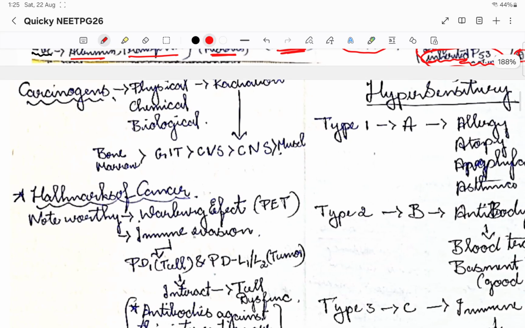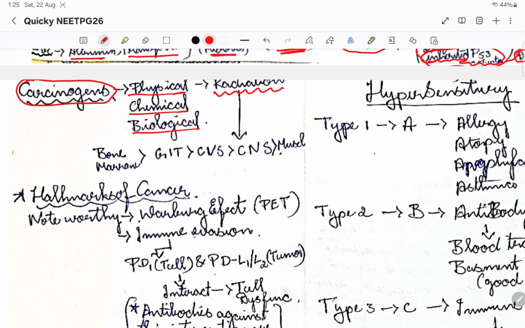Then as I was discussing, all these insults that are happening are because of carcinogens. The name of the insult is known as a carcinogen, which will cause cancer. There are three types: physical carcinogens, chemical, and biological. Physical is mainly radiation.